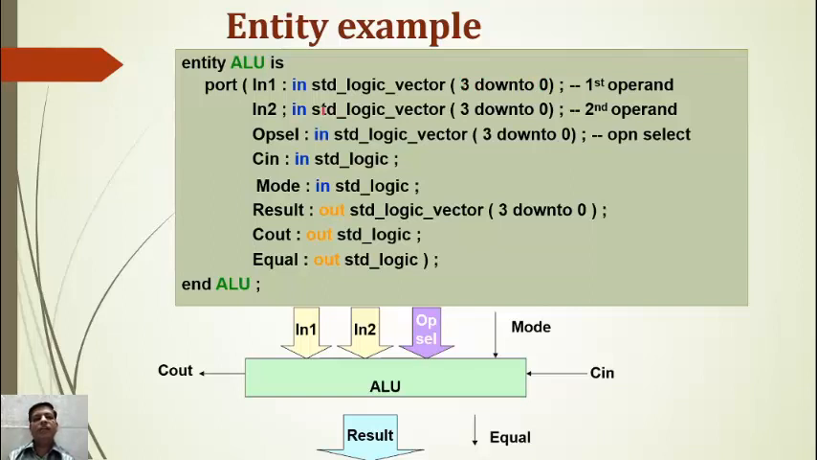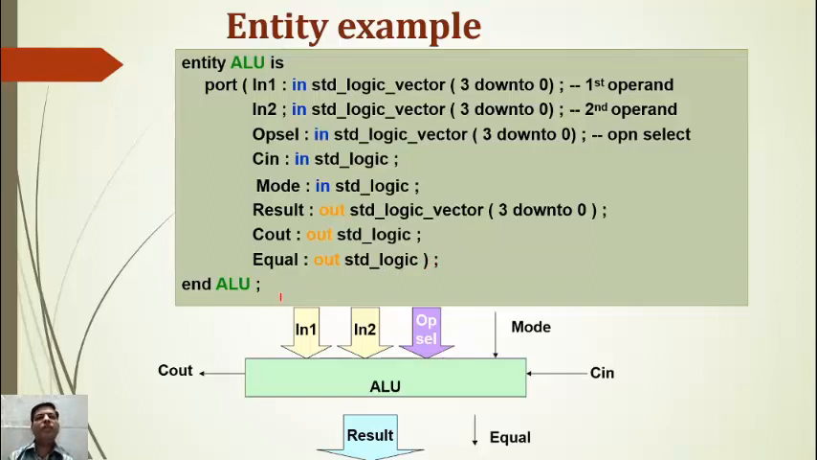And the second operand in 2, here colon is there, in std_logic_vector 3 down to 0, second operand, again it is B0, B1, B2, B3, 4-bit of operation. Then select input is there, 3 down to 0, then carry input in std_logic, again it is a bit, mode in std_logic, again a bit, result out std_logic_vector 3 down to 0, meaning again the result is 4 bits, so that is R0, R1, R2, R3. So out std_logic, again a bit, equal out std_logic, again a bit of information. So end ALU and semicolon.